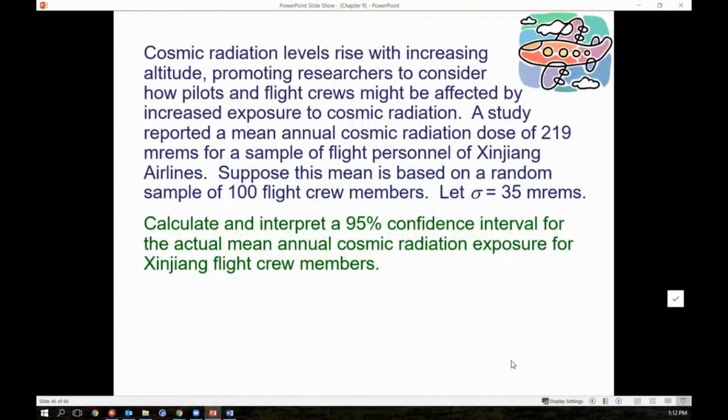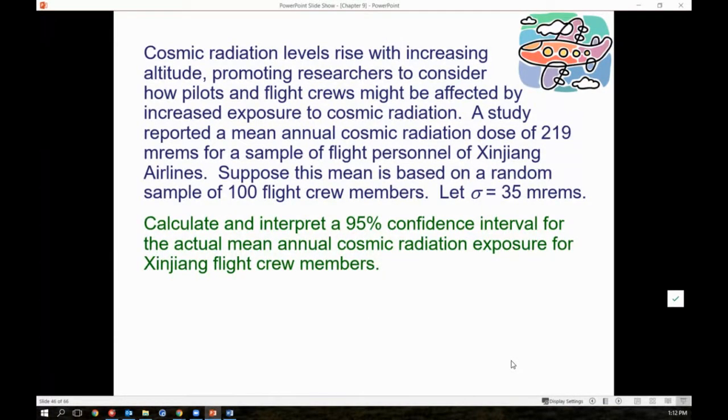Here, let's look at an example. Cosmic radiation levels rise with increasing altitude, prompting researchers to consider how pilots and flight crews might be affected by increased exposure to cosmic radiation. A study reported a mean cosmic radiation dose of 219 millirems for a sample of flight personnel from Xinjiang Airlines.